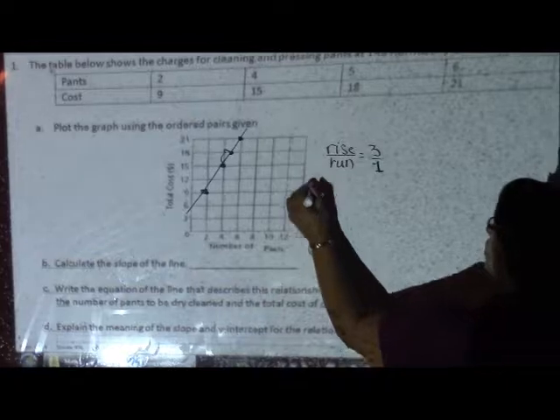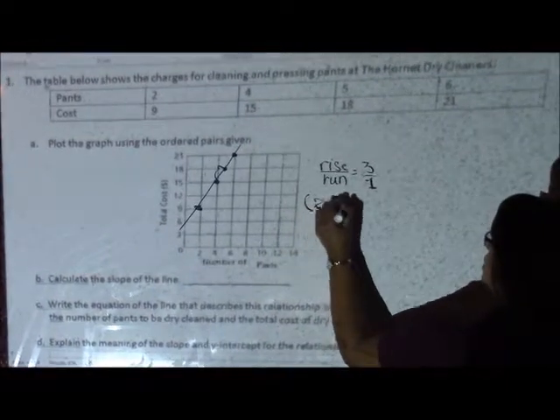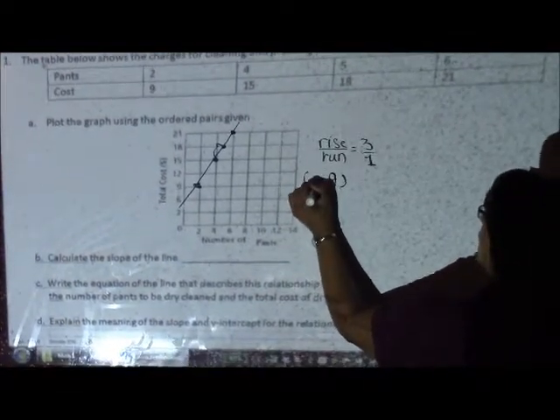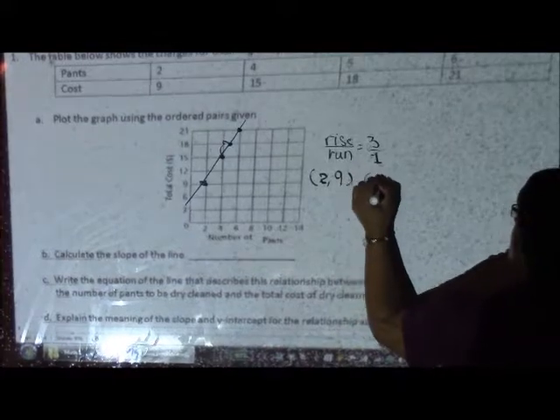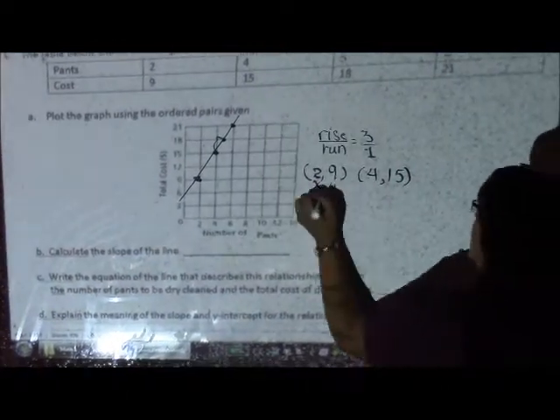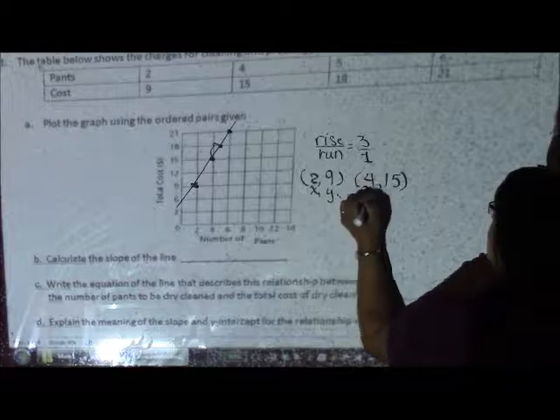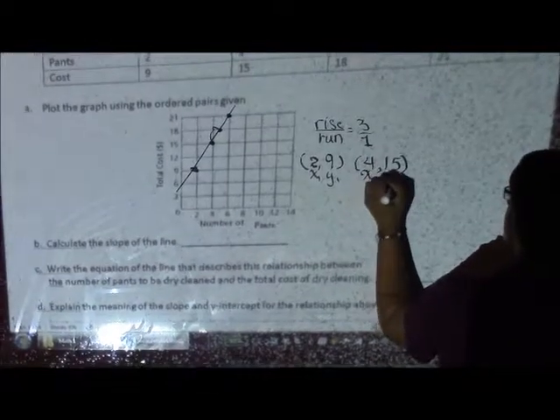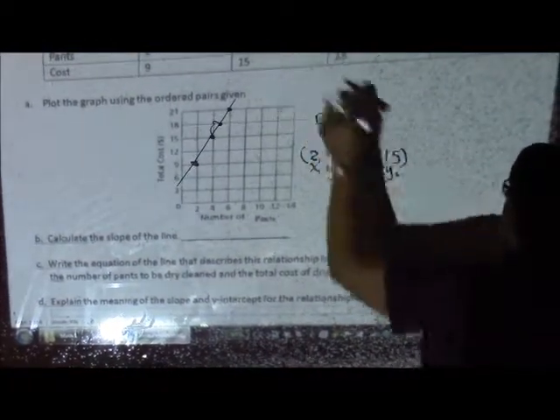Or we can use 2 ordered pairs. You can choose any 2 ordered pairs, and you can use the slope formula. So we have the ordered pair 2, 9, which will be our x and our y. We can call that x1, y1. And we have the ordered pair 4, 15, which could be our x2, y2. I got these from the table.